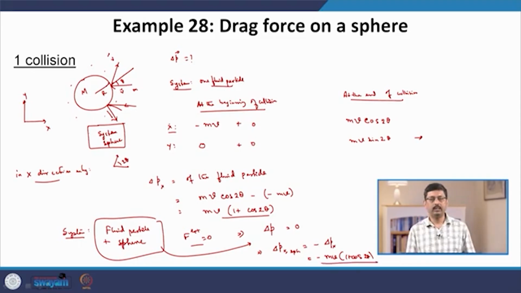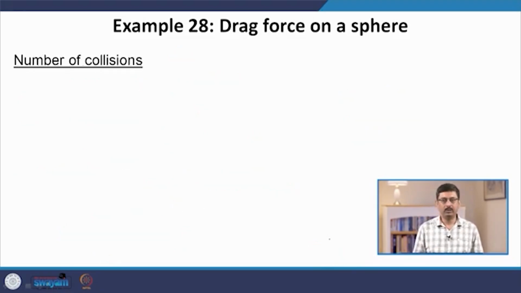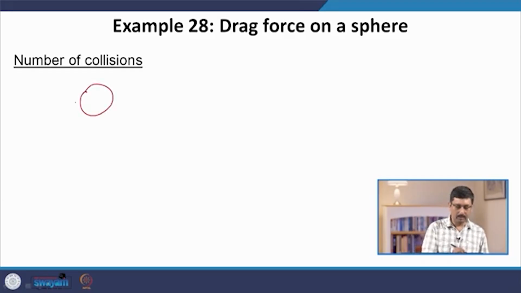so this is the transfer of momentum to the sphere by the fluid particle as a result of the collision, and this is what the sphere will experience as a force, because as we say, this is the impulse, and if you divide by the time interval you get the average force. But before we estimate the average force, we need to estimate how many collisions are taking place. So, here the picture is the following. So far we have considered just one collision.